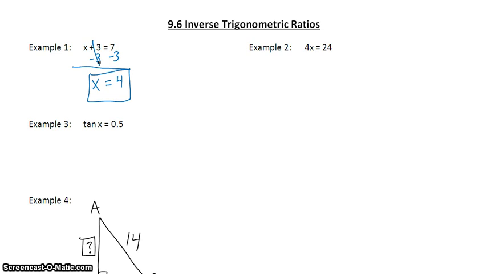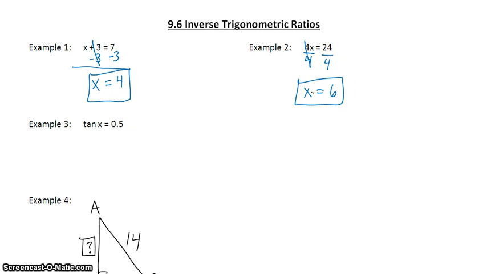In example 2, we have 4 times x. To get rid of 4 times, we're going to divide by 4. 4 divided by 4 is 1. 1 times x is x. Drop the equal sign down. 24 divided by 4 is 6. In reality, 4 times and dividing by 4 are inverse operations. They undo each other. You're left with just x.